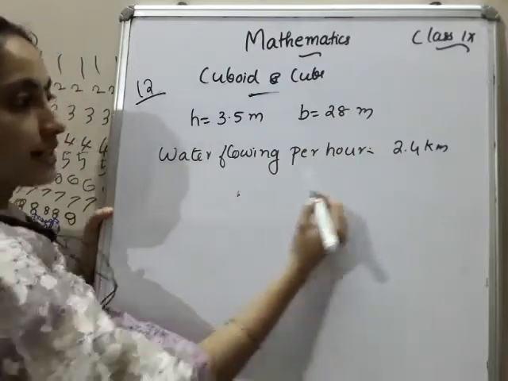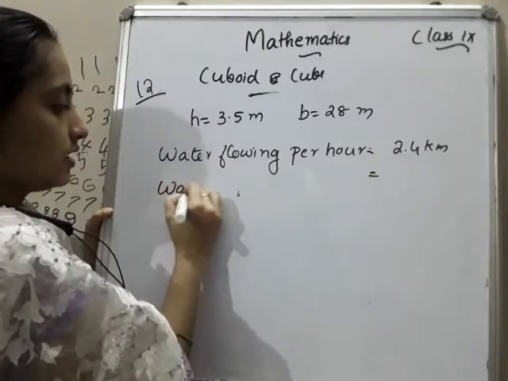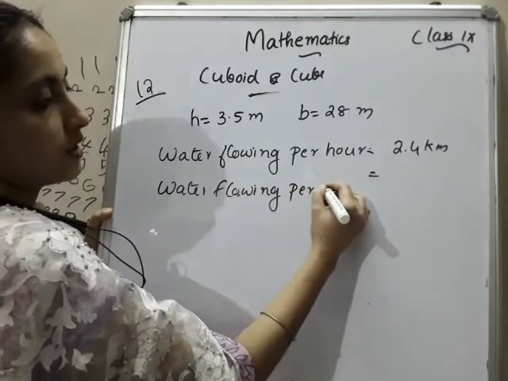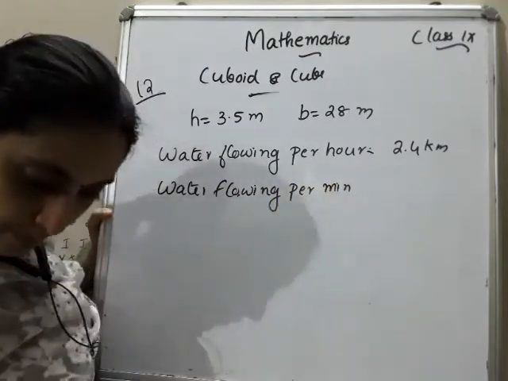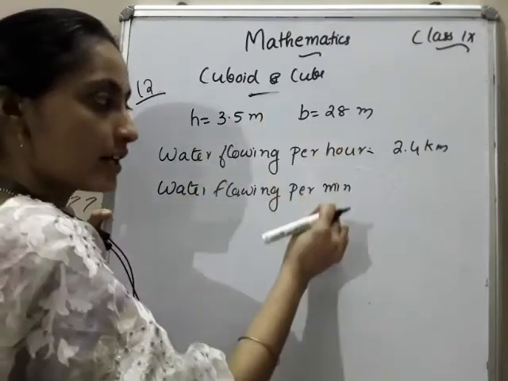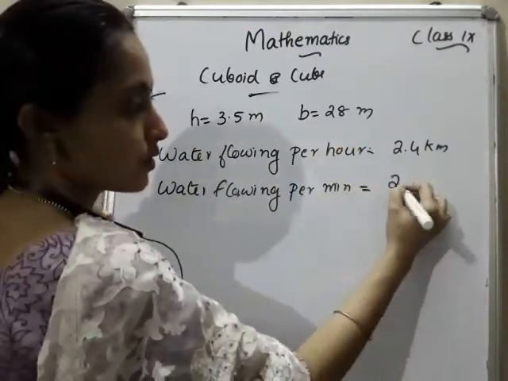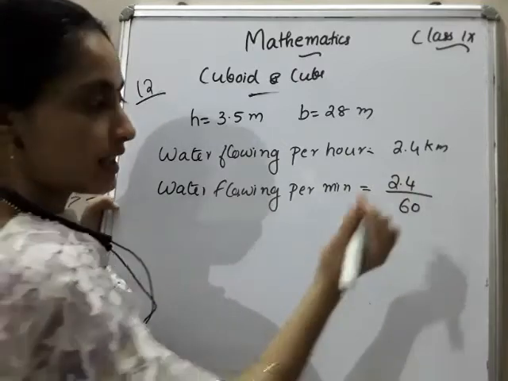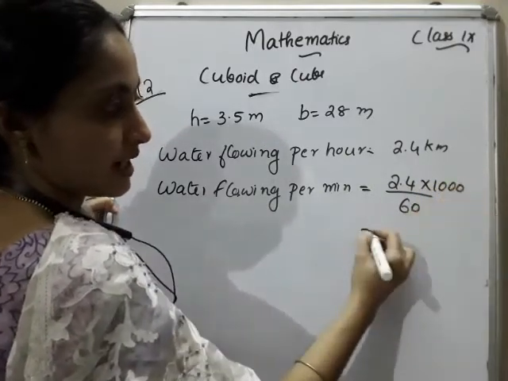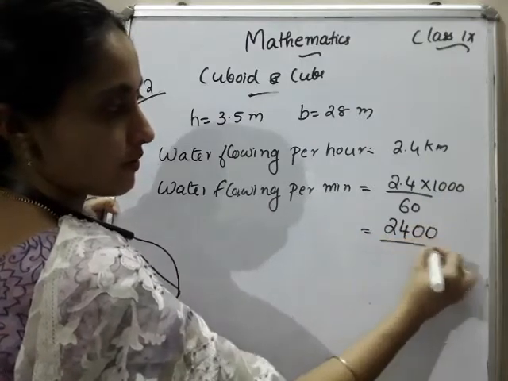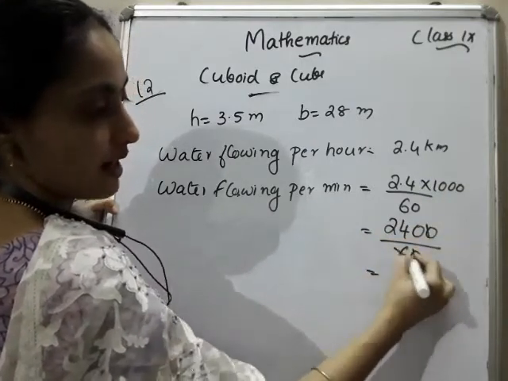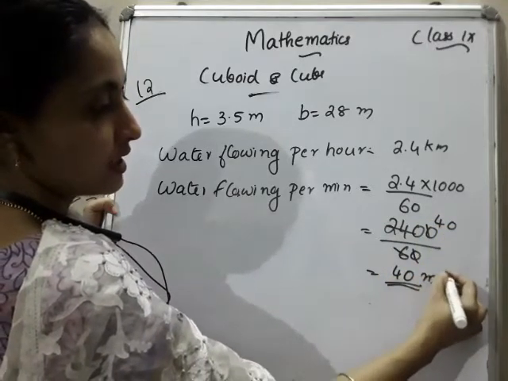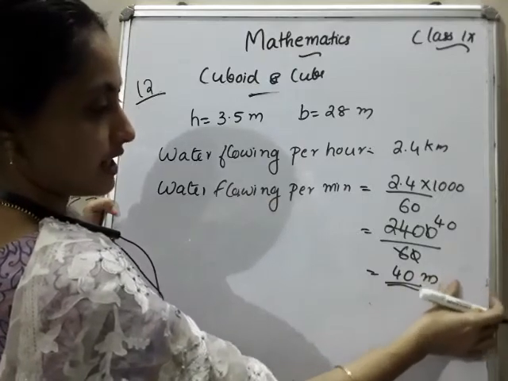So we can write water flowing per minute. The question is in 10 minutes. So you have to convert the hour into minutes. So how will you convert hour into minutes? 2.4 kilometer by 60. And this kilometer you have to convert into meter. That means into 1000 will come. So that is equal to 2400 divided by 60. So what is our answer here? It is 40 meter per minute.